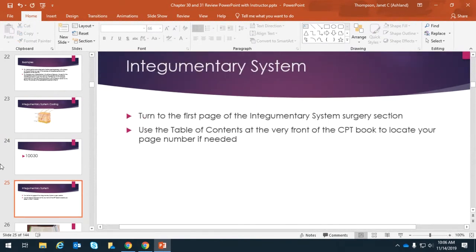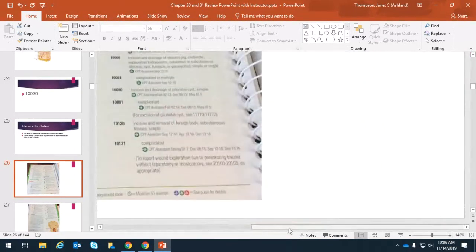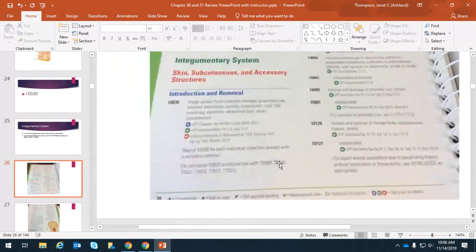So turn to the first page. Now your CPT book may look different from mine. Some of you get that hardback cover. I have the spiral bound, so this is just how it is. I've got a shot of what I'm looking at in my book here and what you're likely looking at.